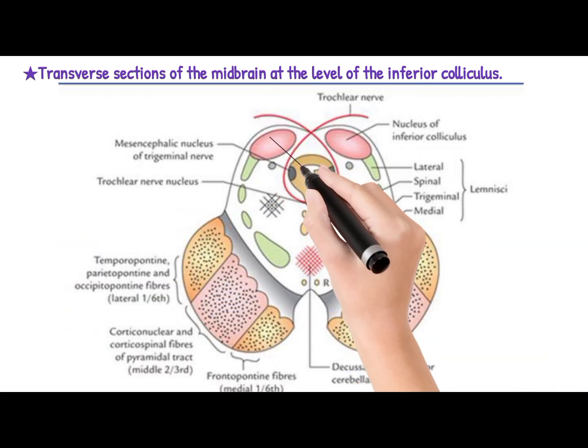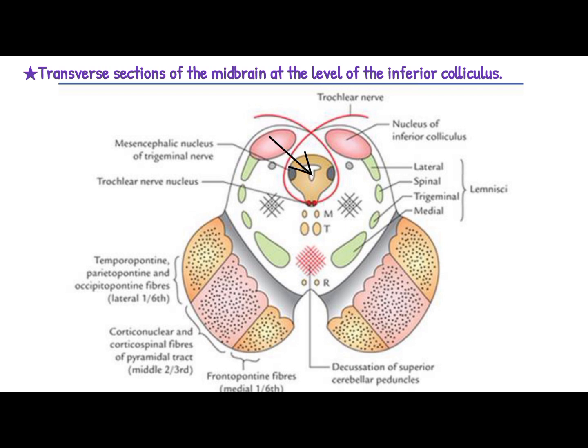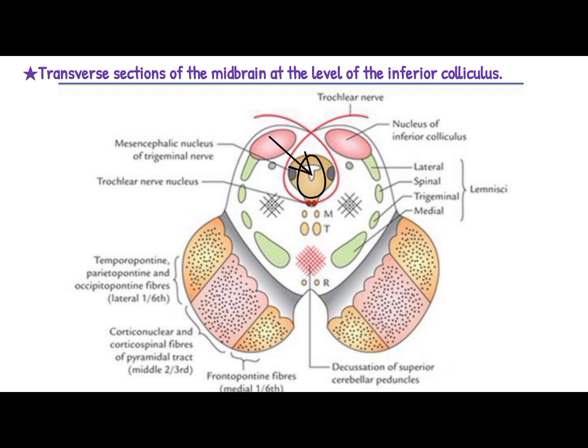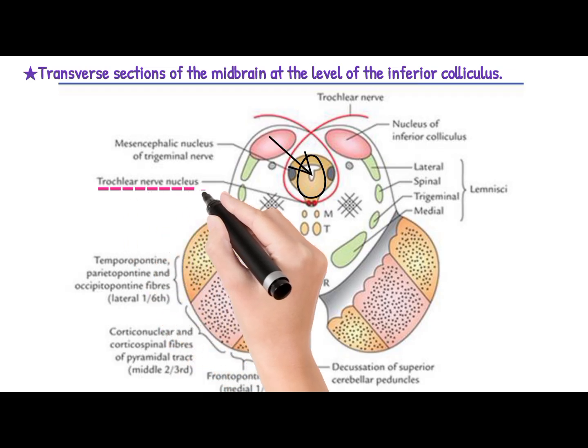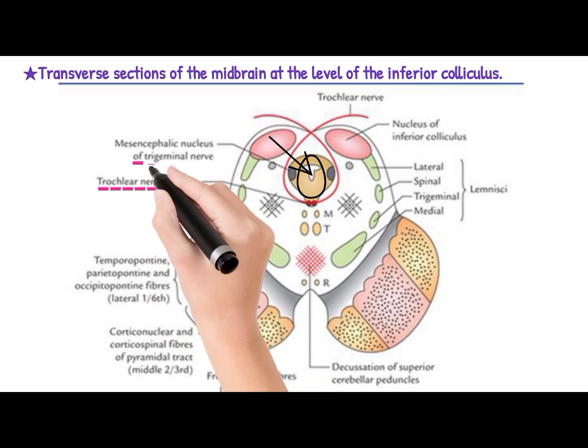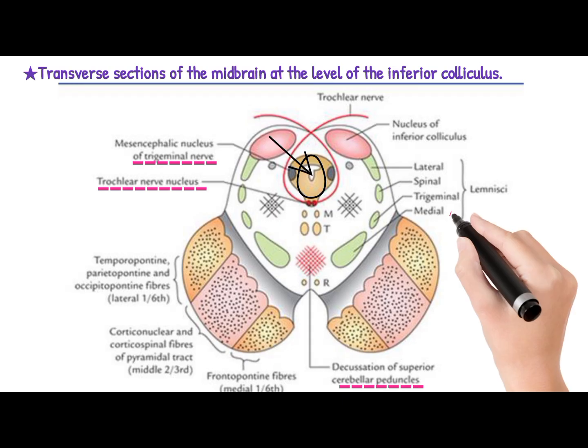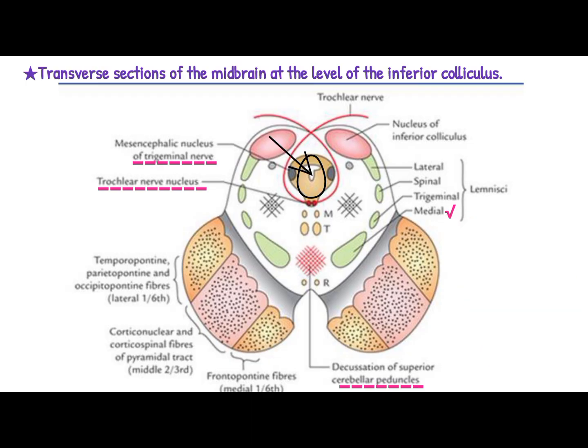We can see this is cerebral aqueduct. Central gray matter around the cerebral aqueduct contains two nuclei. This is trochlear nerve nucleus and this is mesencephalic nucleus of trigeminal nerve. At the center of the tegmentum there is decussation of superior cerebellar peduncle, and there are four lemnisci dorsomedial to substantia nigra. Medial lemniscus, this is trigeminal lemniscus, this is spinal lemniscus, and the lateral lemniscus.